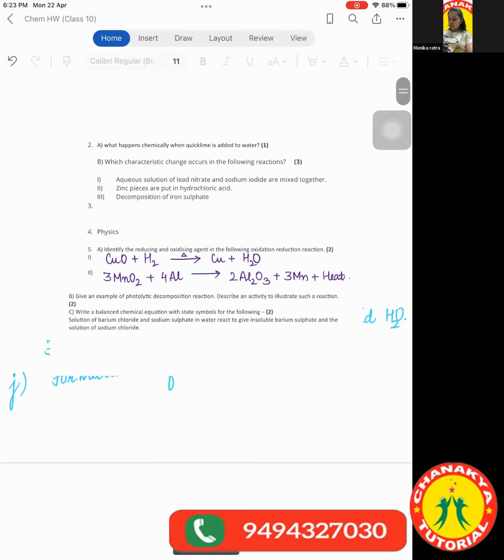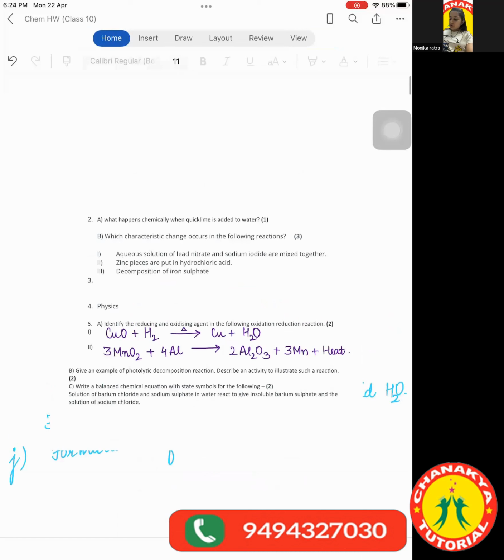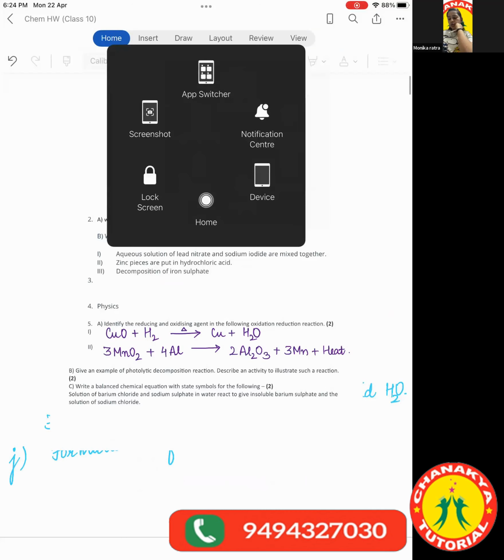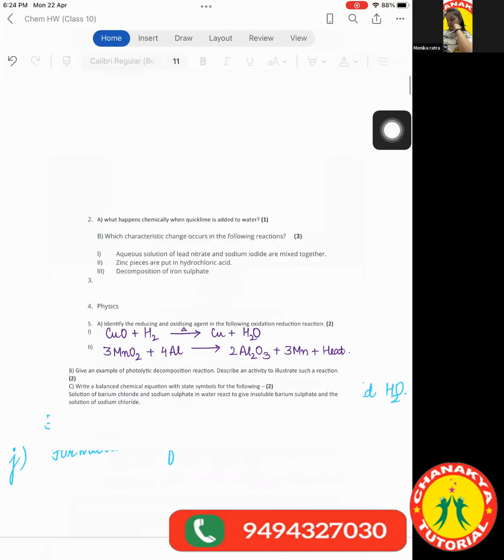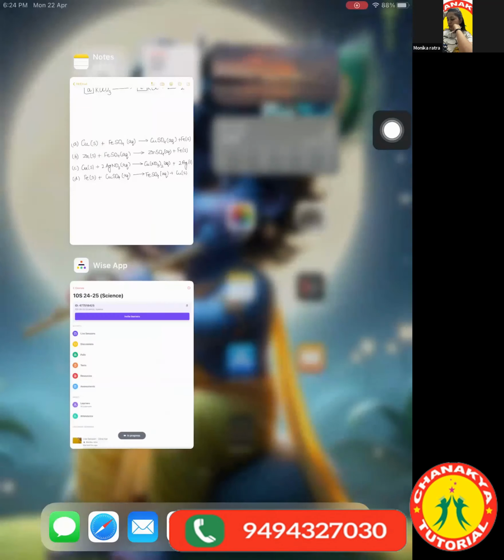Let's see the test now. The first question was, what happens when quicklime is added to water? First of all, what is quicklime? And one of you also wrote the answer from the internet, which will not be considered. I have written "cheated from the internet." Whenever you get the test, you will be able to see.